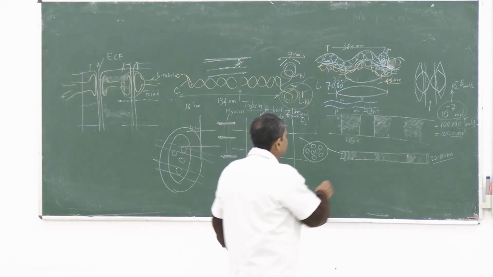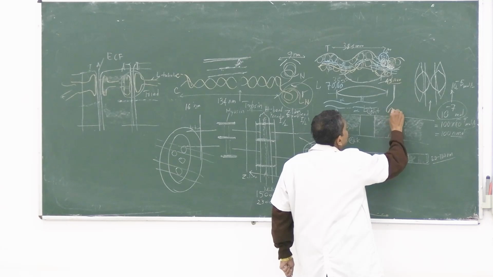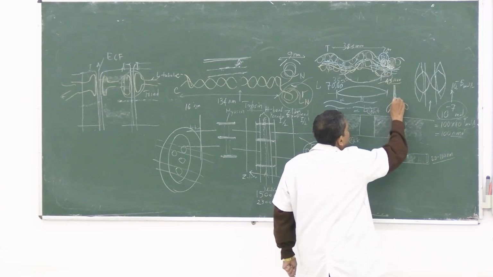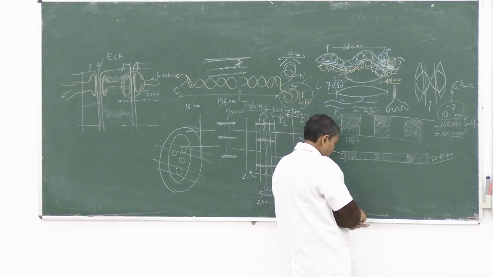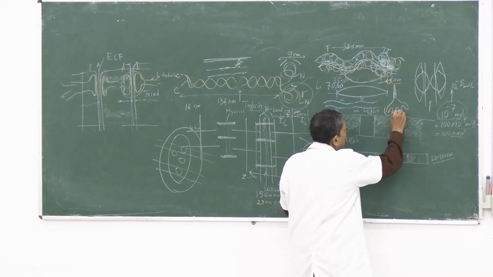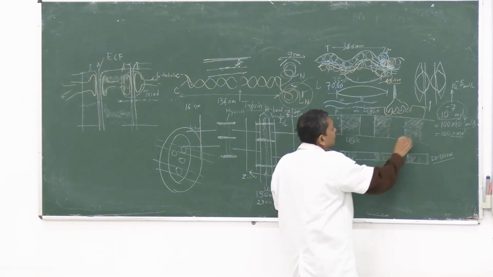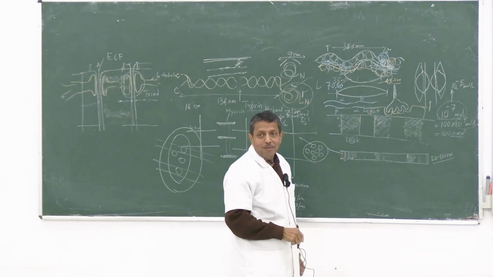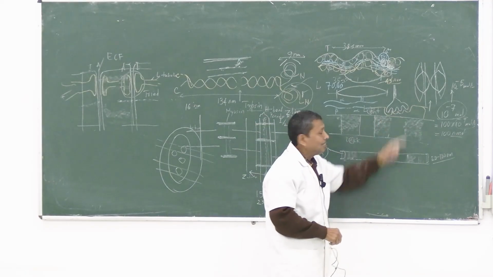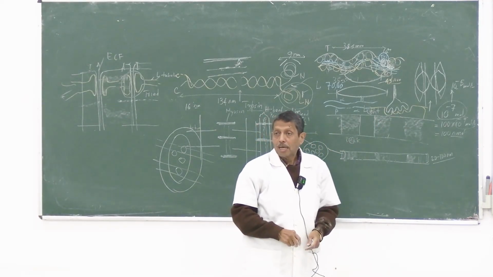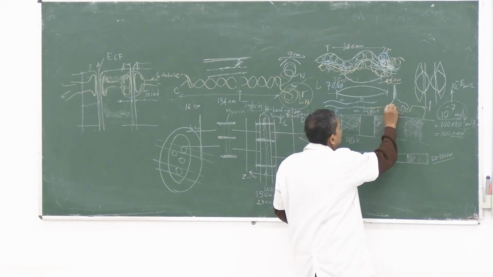Suppose a nerve is coming, and it is this neuromuscular junction or motor end plate, and it contains this type of structure to increase the surface area, and there are vesicles containing neurotransmitter.